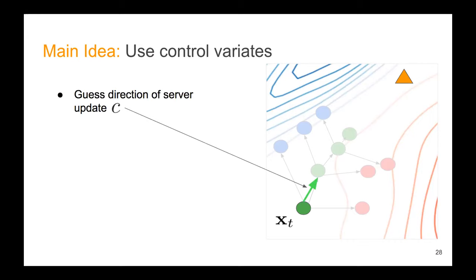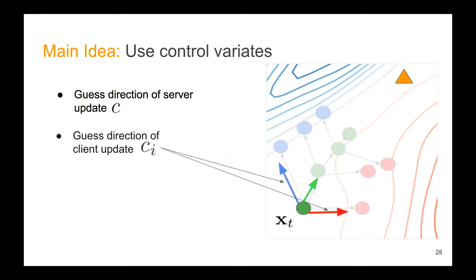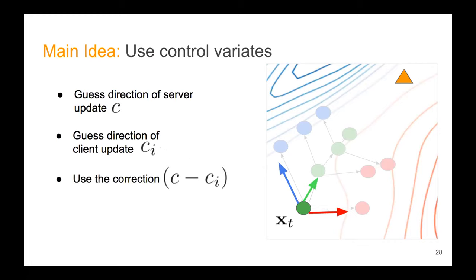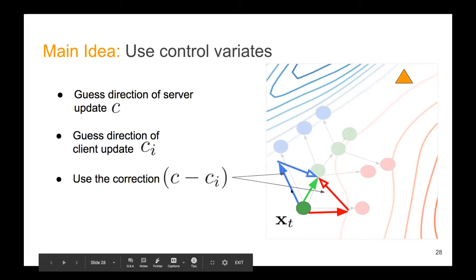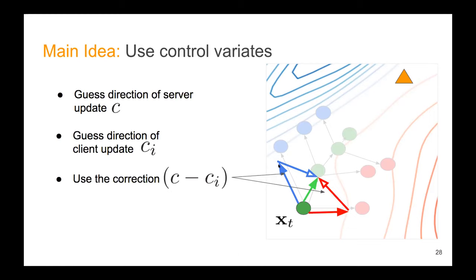So here's a simple idea. If we could guess the direction of the centralized server update, C, and if we could guess the direction of our own local updates, C_i, then we could apply the correction C minus C_i in order to push the local update to the SGD path. Meaning, if we take a step on each client, but apply this correction, which is this blue arrow back here, then essentially we'll come back to the SGD path. All we are doing is correcting for the drift from the centralized path.